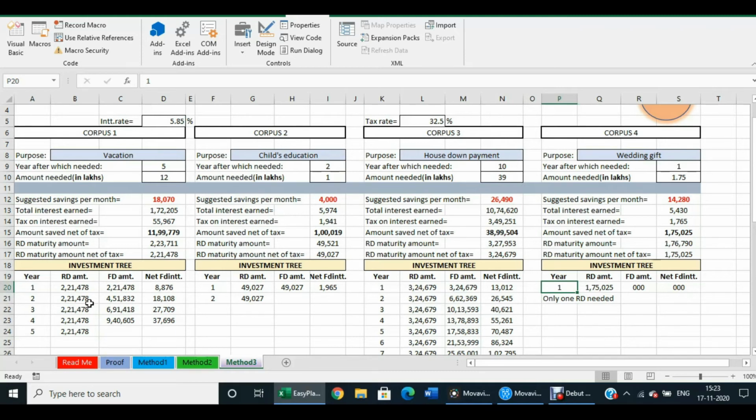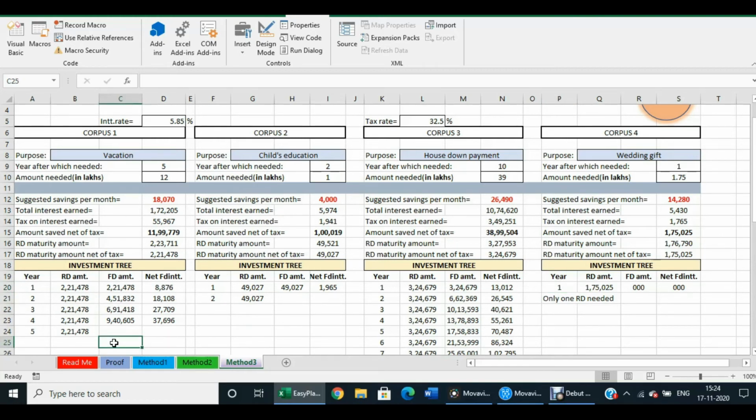In the second cycle, the recurring deposit will mature again with 2,21,478. The fixed deposit amount that we had made in the first year would also mature along with an interest of 8,876. Therefore, we shall make a new fixed deposit here at the end of the second year, which will be the total of 2,21,478 plus the maturing FD amount.